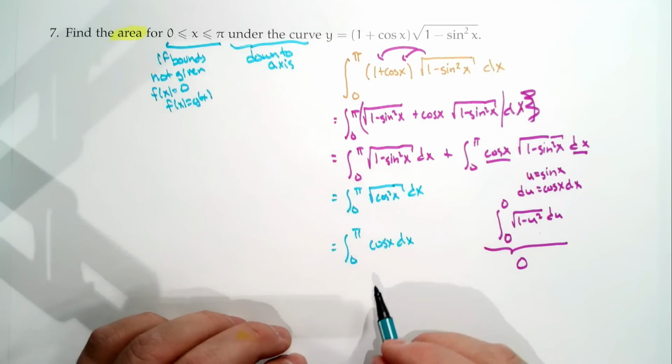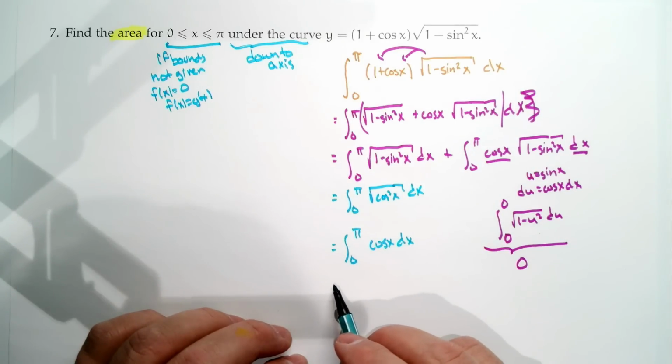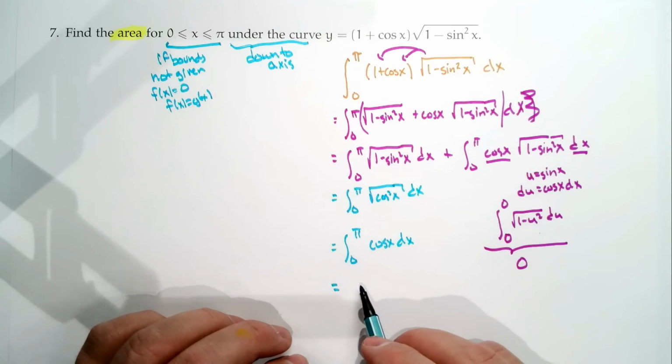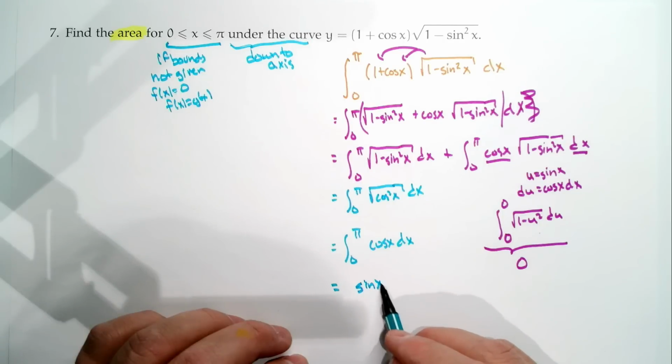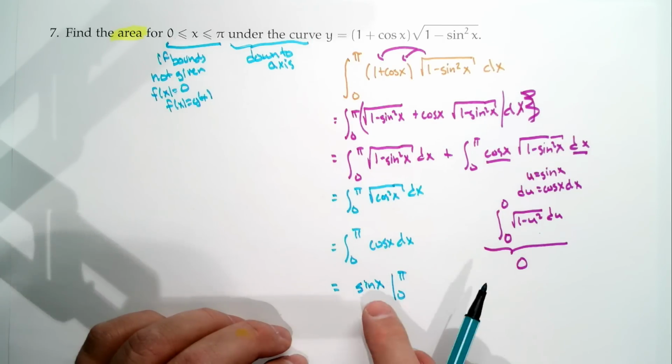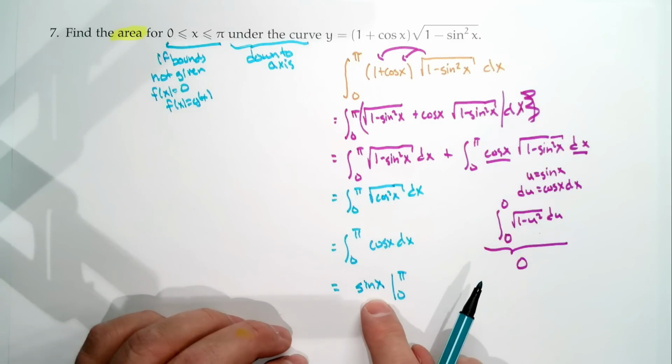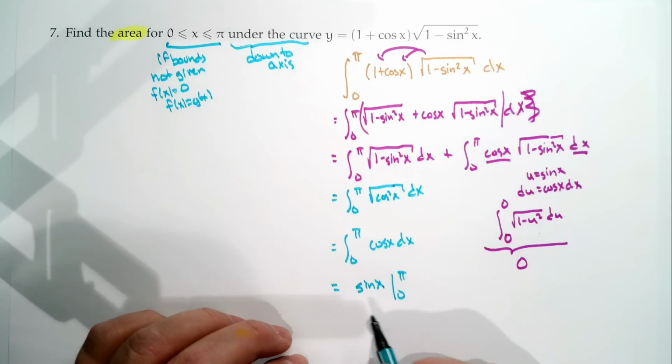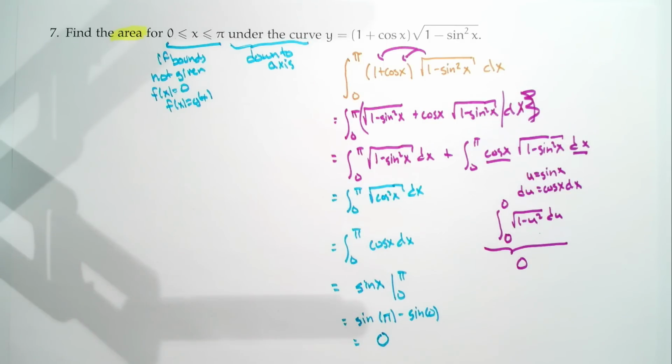Integral of cosine is sine. And evaluate from 0 to pi. So we plug in pi. What do we get? Sine of pi, which is 0, minus sine of 0, which is 0, which is 0. So that means there's no area?